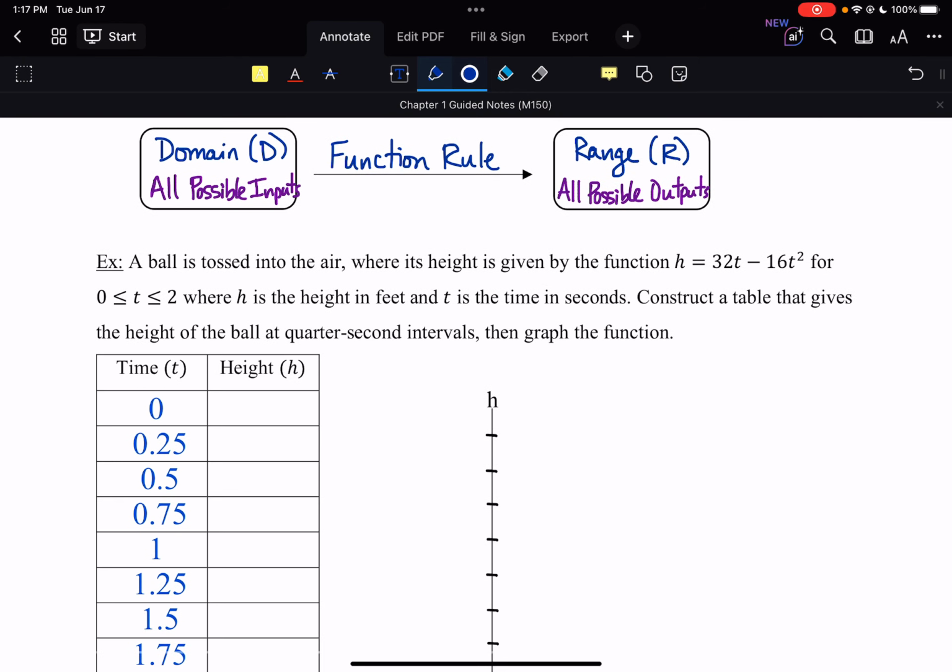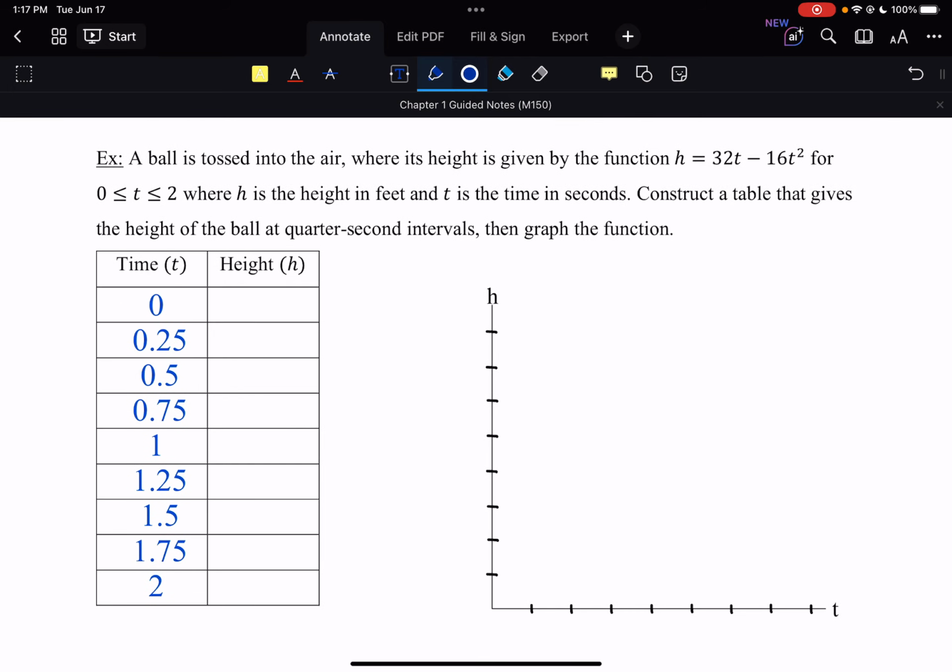Okay. So a ball is tossed into the air where its height is given by the function h equals 32t minus 16t squared for t going from 0 to 2, where h is the height in feet and t is the time in seconds. Construct a table that gives the height of the ball at quarter-second intervals, and then graph the function. So we have a few different ways that we're going to be looking at this one. We're going to be using this formula to construct a table, and we're going to be using the table to construct a graph. Okay, so a few different ways that we can view a function.